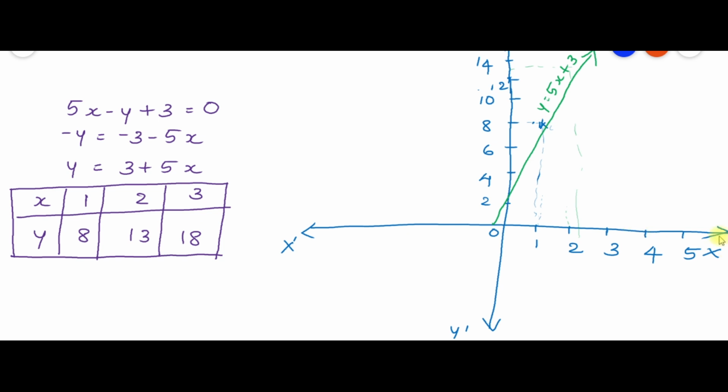So this is your x-axis and this is your y-axis. I have plotted only (1, 8) and (2, 13). I will be getting a straight line like this. This straight line is y is equal to 5x plus 3. So the graph of a linear equation in two variables is always a straight line.